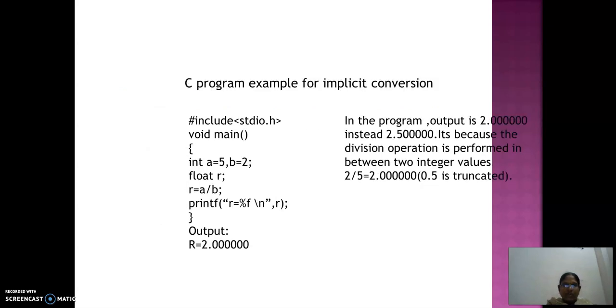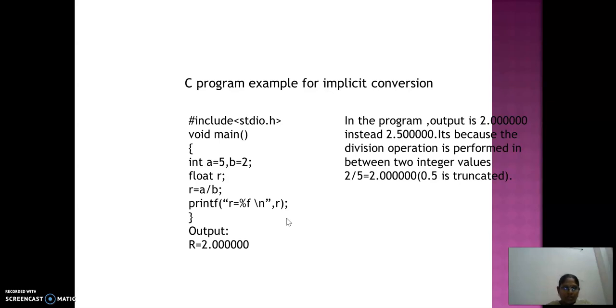So here is the program. a is equal to 5, b is equal to 2, float r is equal to a by b. I am writing r is equal to %f \n, r. Here two integers are there and the output is obviously some integer value. But what you are doing, you are declaring the result as float. So it is performing 5 by 2 as 2 only, then it is giving the output.